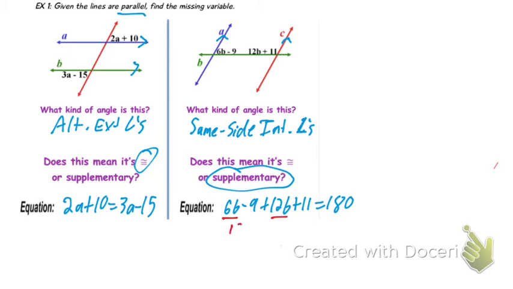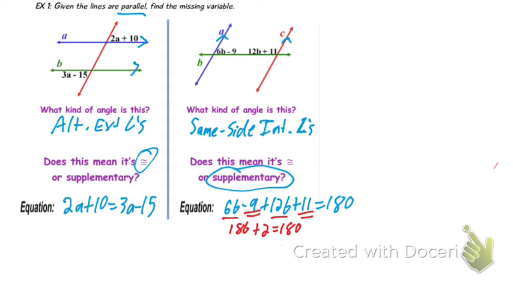18B. They're on the same side of the equal sign, so we combine them to get 18B. What else are like terms here? Dylan: The negative 9 and the 11. Notice I put two underlines underneath those instead of one, so they're different. What's the negative 9 plus 11? 2. Plus 2 equals 180.